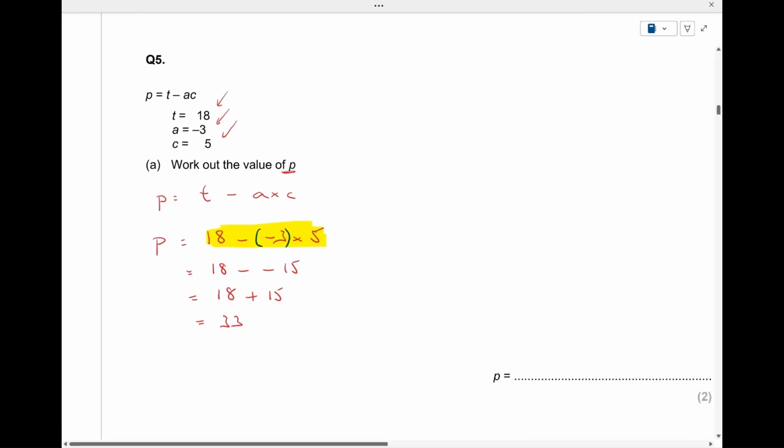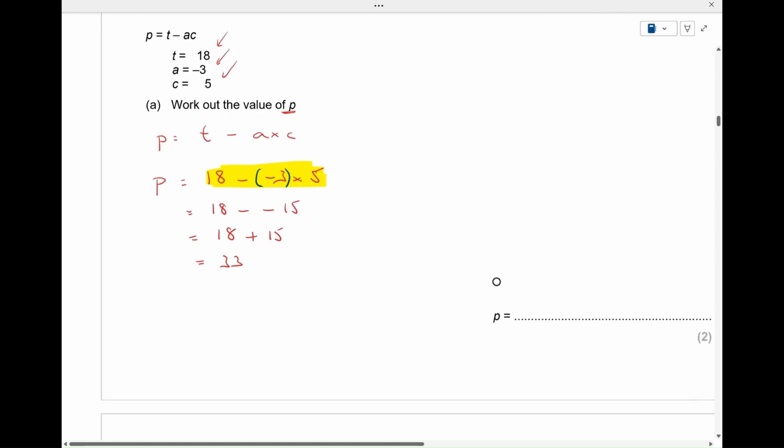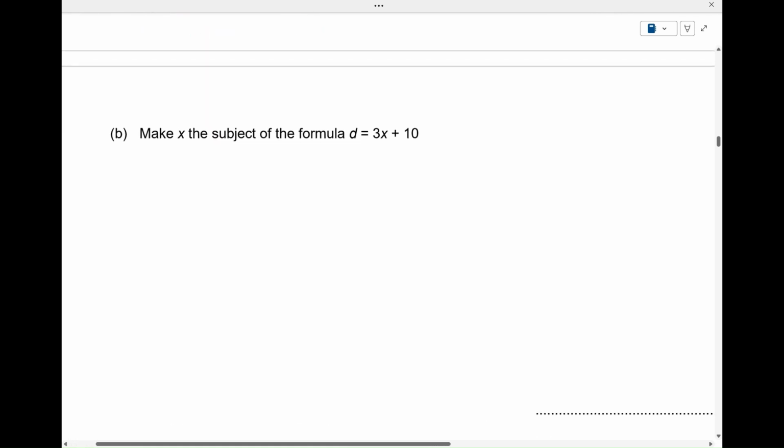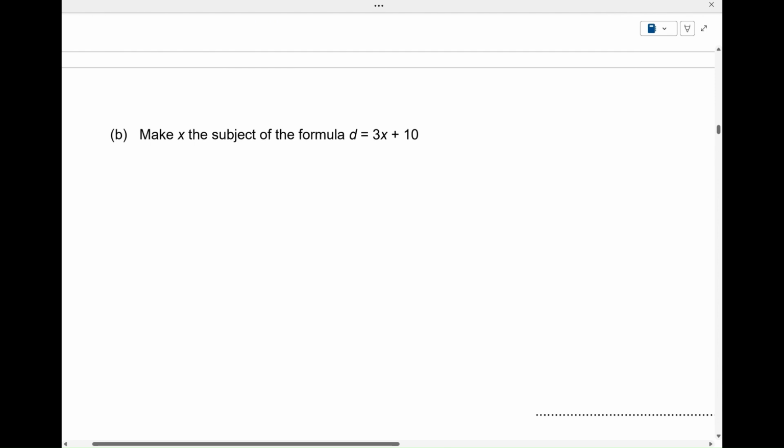Let's have a look at 5b. Make x the subject. At the moment, this is a d equals. D is the subject, and we want to make it into an x equals. We want x to be the subject. I'm going to turn it around, so I've got the x on the left-hand side, because I find it easier like that.